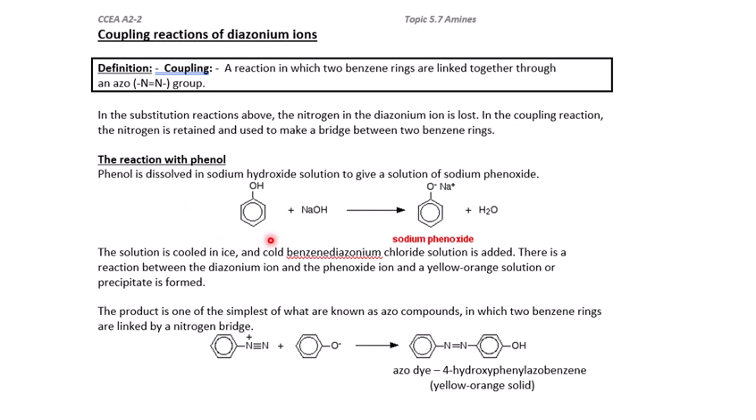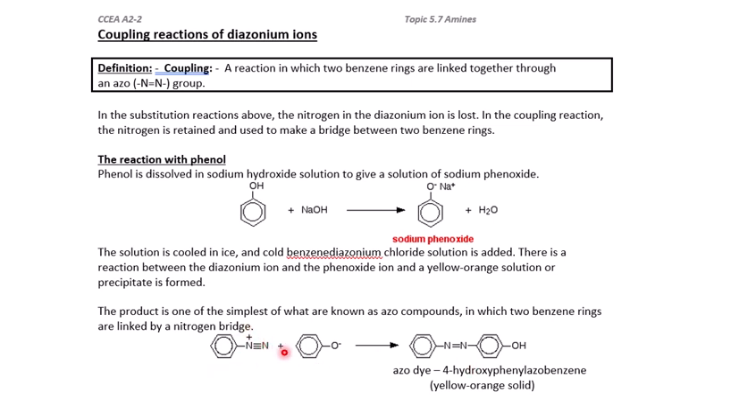So to get the phenol to work, you add sodium hydroxide and make the sodium phenoxide. So that's the first one, you dissolve phenol and sodium hydroxide. And then the solution is cooled, and the diazonium solution is added. So you add this benzene diazonium salt. And when those two are mixed together, what happens is the 2 rings link.